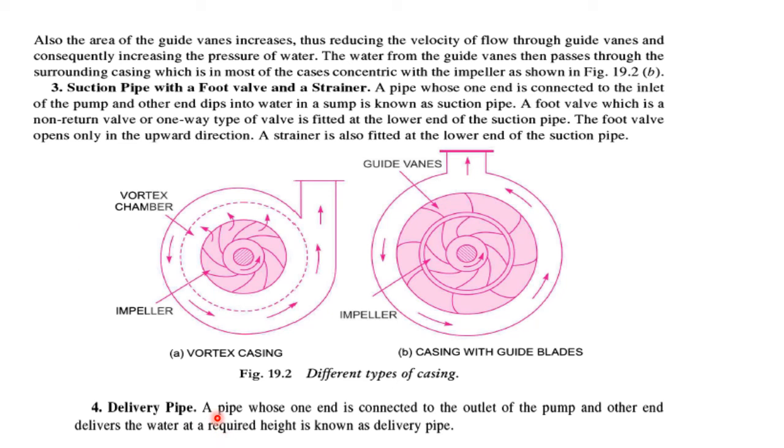And the last one is the delivery pipe, a pipe whose one end is connected to the outlet of the pump and the other end delivers the water at a required height.